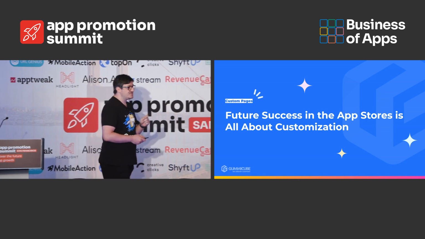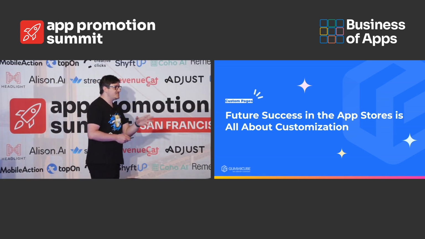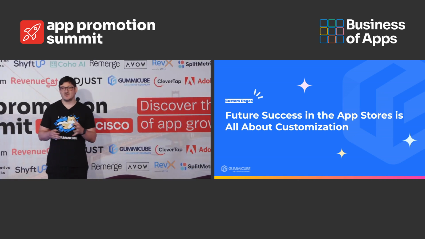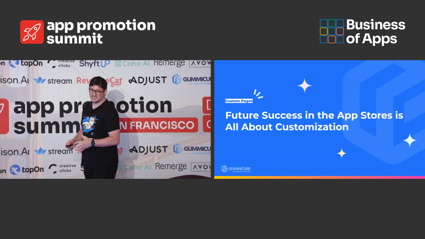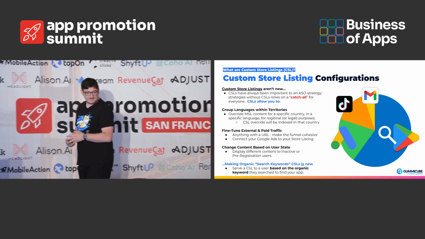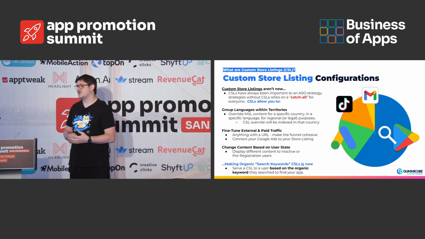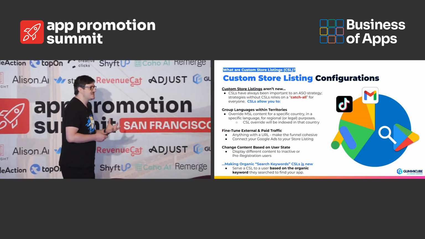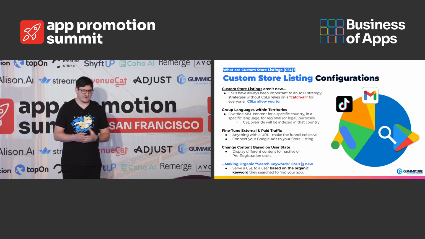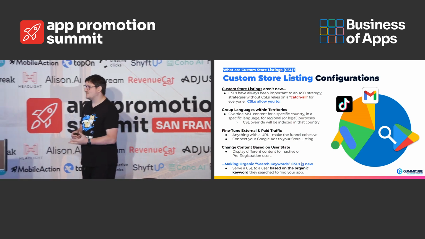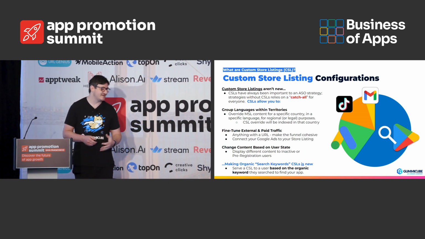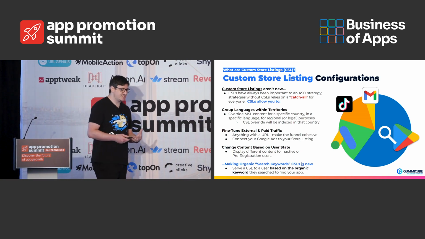So the future success in the App Store is not just about optimizing one page. It's about understanding what you're doing with your CPP and custom store listing strategy as well. Now, I want to specifically go into Google really quick, right? There are a lot of things that you can do with CSLs. They're not necessarily new. A lot of people have heard of them already. Obviously, you can group languages with territories. You can fine-tune your external and paid traffic, change content-based user state.